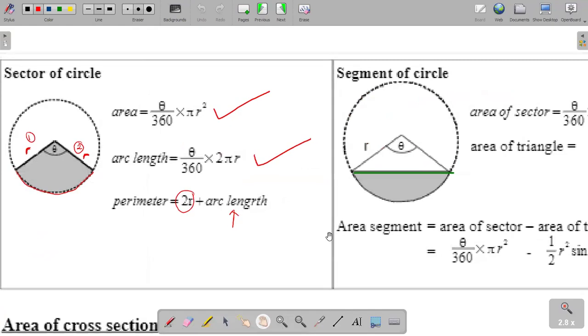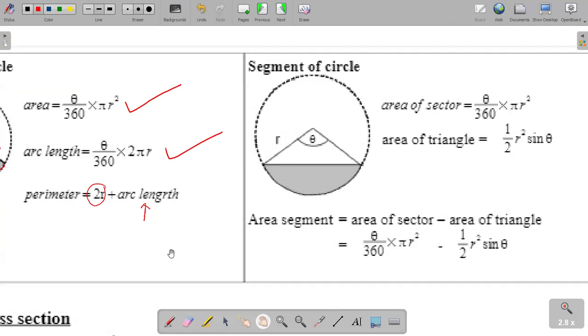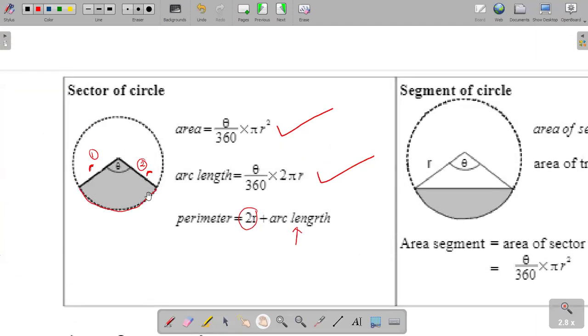Okay, all right, let's keep it moving. Next one now. This one is a little bit more complicated. So let's first focus on the segment. What makes the segment? Like I said before, the segment is just a section of the sector. It's like the bottom half of the sector.